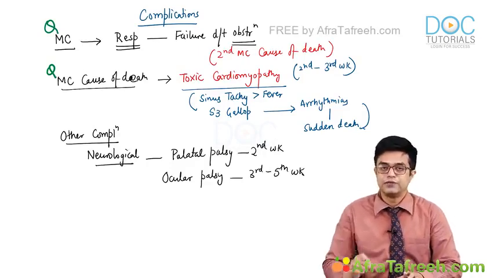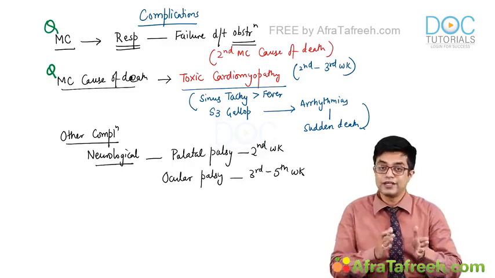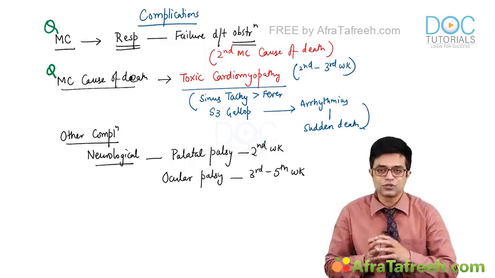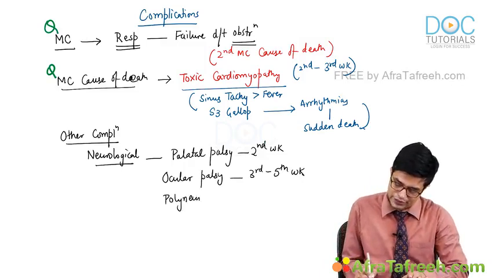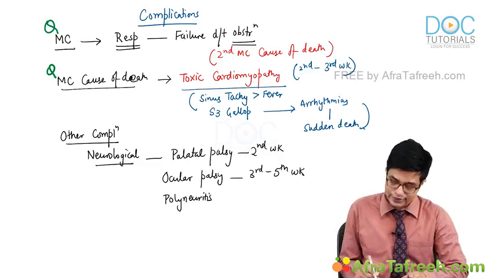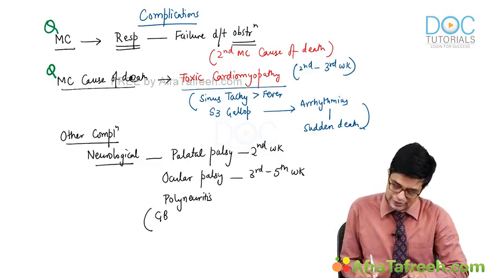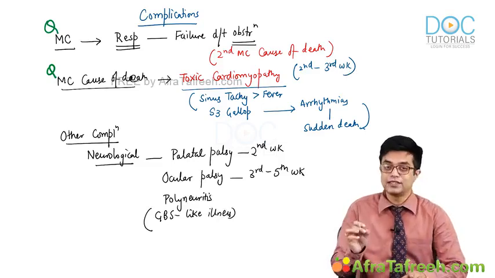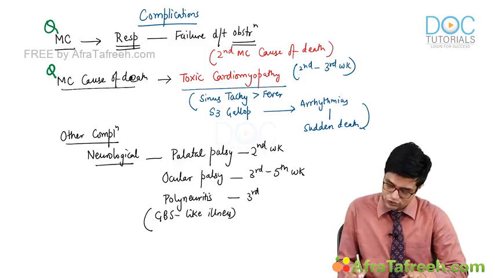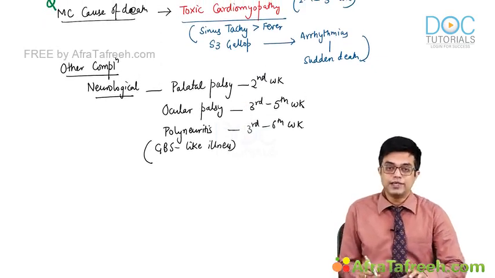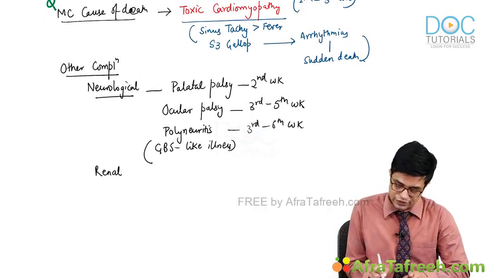Ghai gives a single value of 3rd week, whereas Nelson and CDT Pediatrics talk about a range of 3rd to 5th week. So, we have to go by standard books. 3rd to 5th week is the better answer here. And then we have a complication called polyneuritis. This polyneuritis can produce a Guillain-Barré syndrome like illness. So, there can be a symmetric ascending paralysis very similar to Guillain-Barré syndrome, and this tends to develop in the 3rd to 6th week. And finally, we have renal complication due to the effect of toxin. All these complications are mostly toxin mediated except the respiratory one, which is occurring due to pseudomembrane.